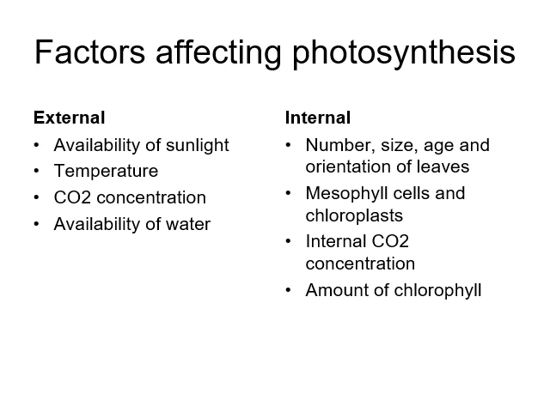And internal factors, number, size, age, and orientation of leaves. If number of leaves is more, since leaf is the kitchen of the plant, rate of photosynthesis is more. And mesophyll cells and chloroplasts, in case of C4 plants, we observe two types of cells, mesophyll and bundle sheath cells. So rate of photosynthesis is more. So anatomy of plants is also important in determining rate of photosynthesis.